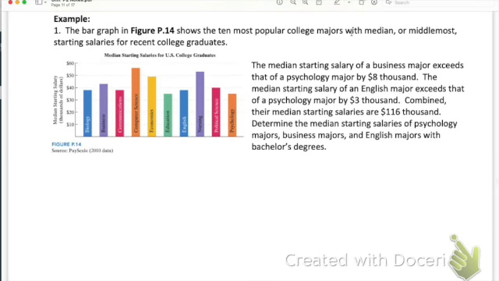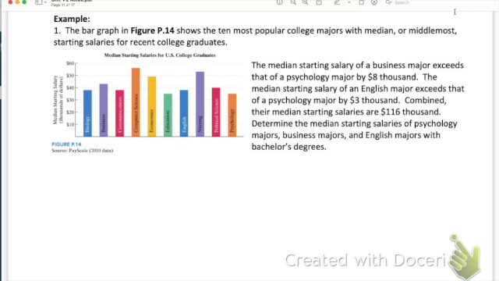Number 1 says the bar graph in the figure shows the 10 most popular college majors with the median or middlemost starting salaries for recent college graduates. Now we could estimate based on the bar graph what each of these is, but the scale there is really wide, and so it won't be more than an estimate. But we can use some algebra here to figure this out a little bit better. So it says the median starting salary of a business major exceeds that of a psychology major by $8,000. The median starting salary of an English major exceeds that of a psychology major by $3,000. Combined, their median starting salaries are $116,000. Determine the median starting salaries of psychology majors, business majors, and English majors with a bachelor's degree.